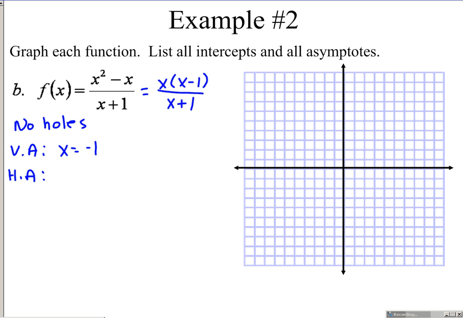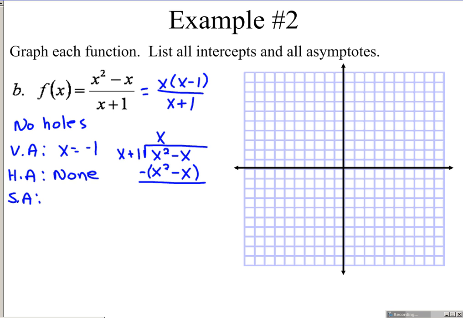Horizontal asymptote, we have degree 2 over degree 1. The degree of the numerator is larger than the degree of the denominator, so there is none. Once again, since it is exactly 1 degree larger, we know there is a slant asymptote. Take x plus 1, divide that into x squared minus x. What times x equals x squared? X, multiply. X squared plus x. Subtract that off.